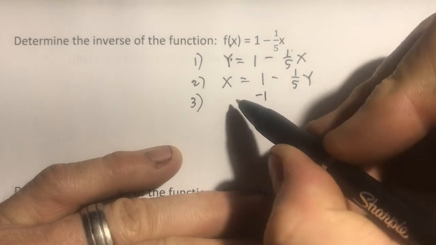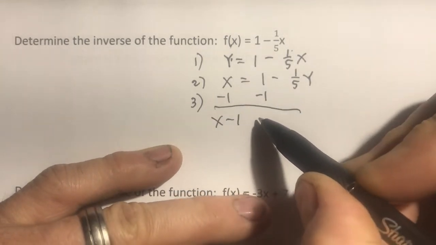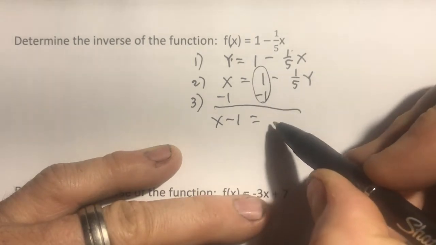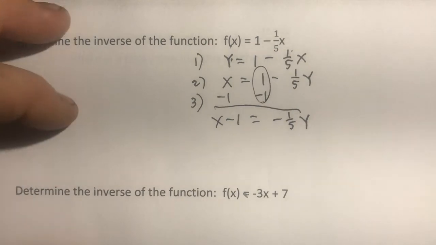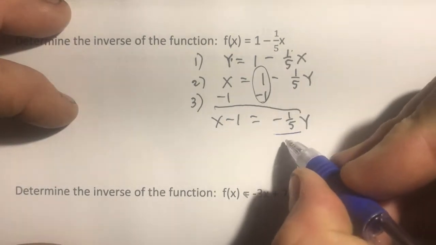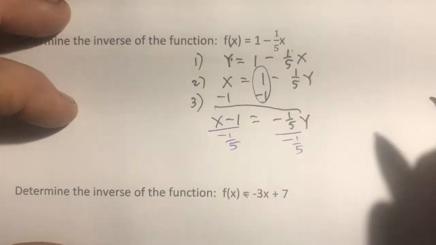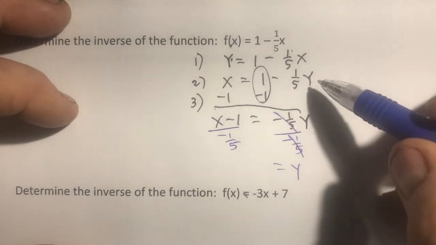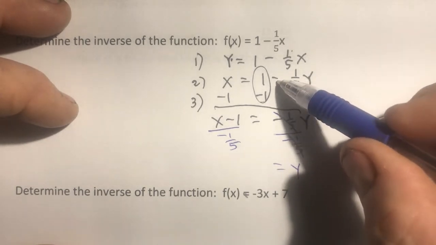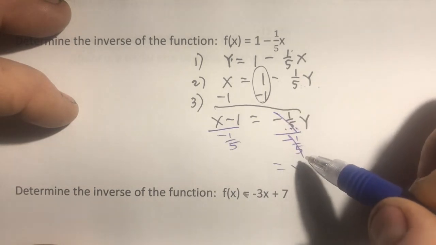So to solve it, I'm going to have to subtract 1 on both sides. Now I have x minus 1 equals, this goes away, and I have -1/5 y. Okay, now right here, I got -1/5 y, so I got to divide by -1/5. It makes these cancel, and now I have y. See this negative right here, -1/5 y. I got to divide both sides by -1/5.